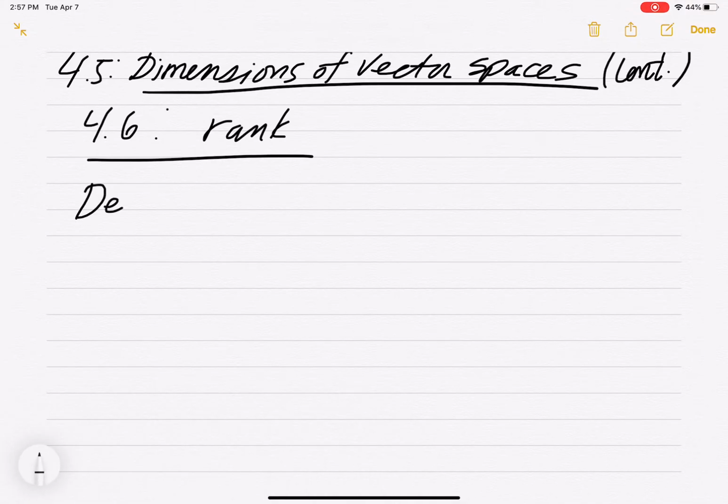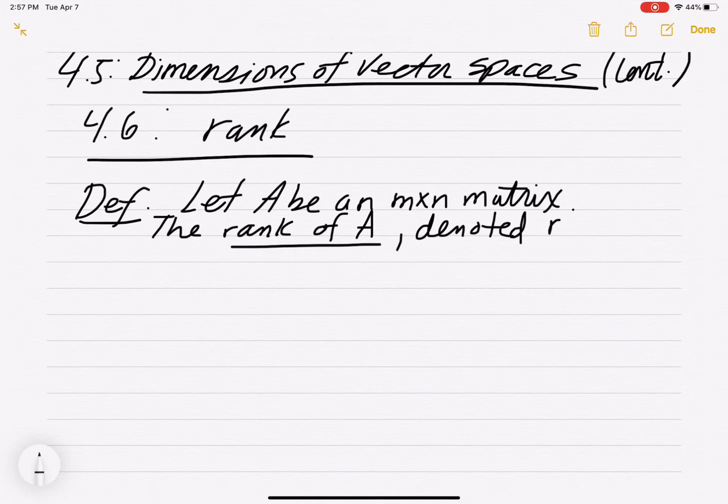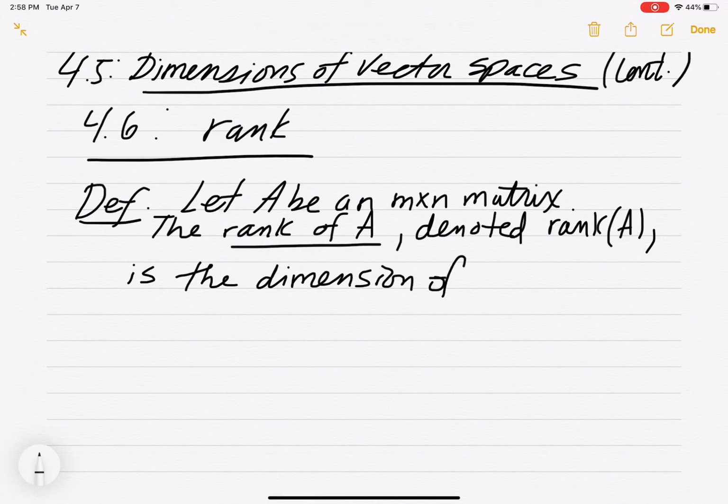So definition, just write def for short. Let A be an m by n matrix. The rank of A is what we're defining. I'll underline that. The way you denote the rank is rank, parentheses of A, is the dimension of the column space. The dimension of the column space of A.